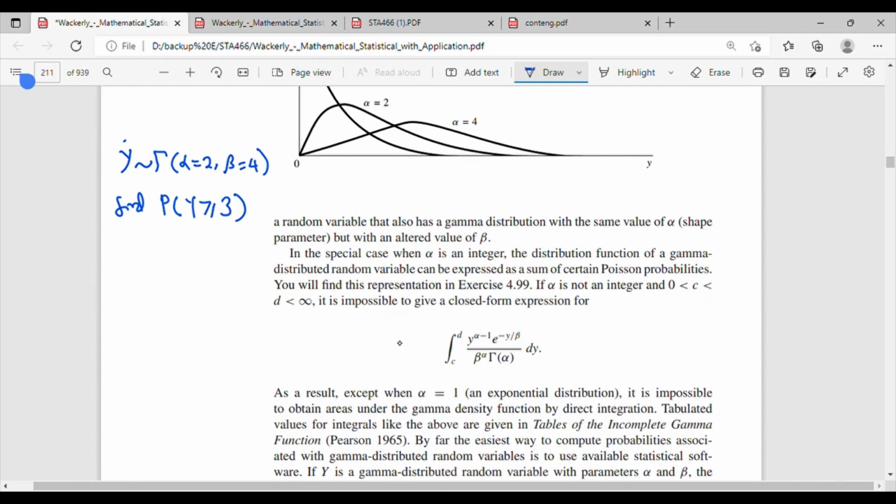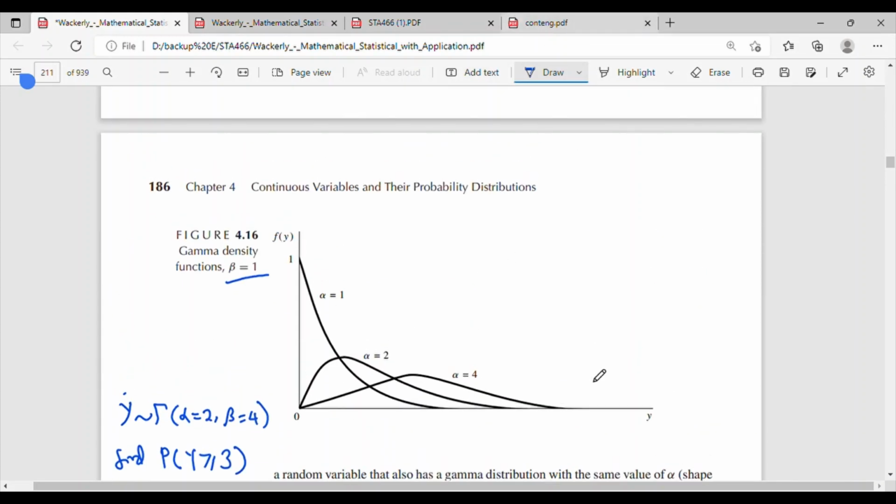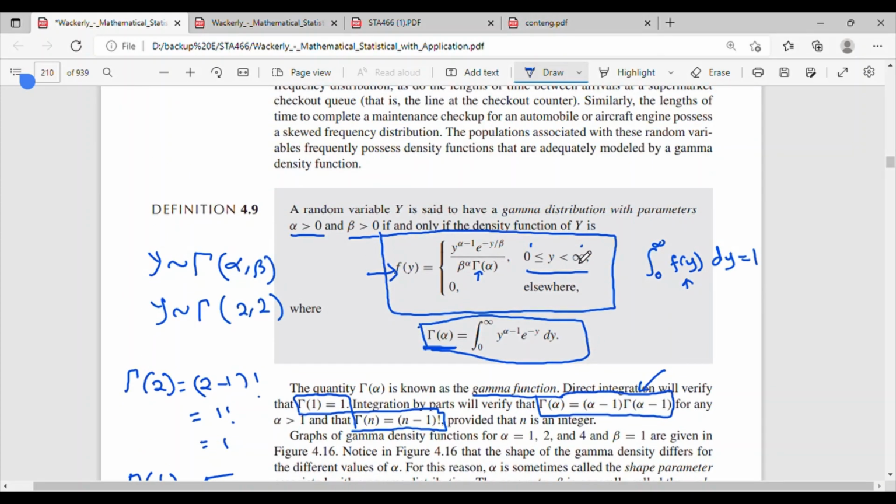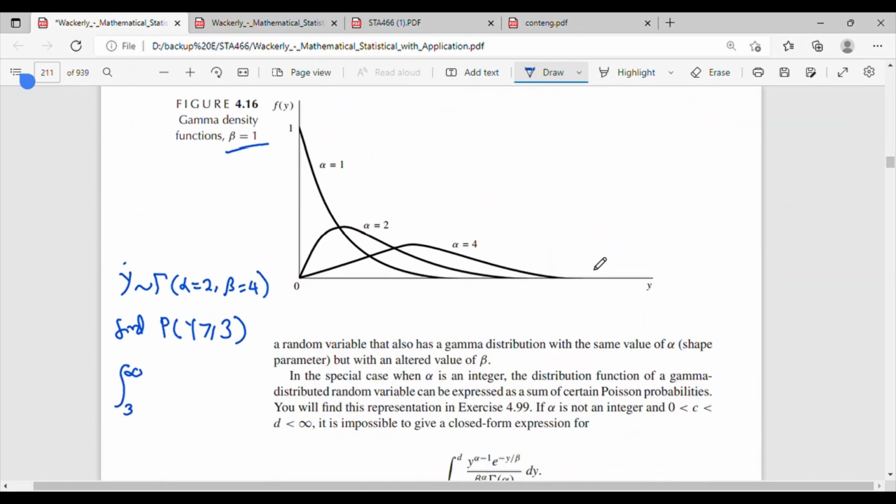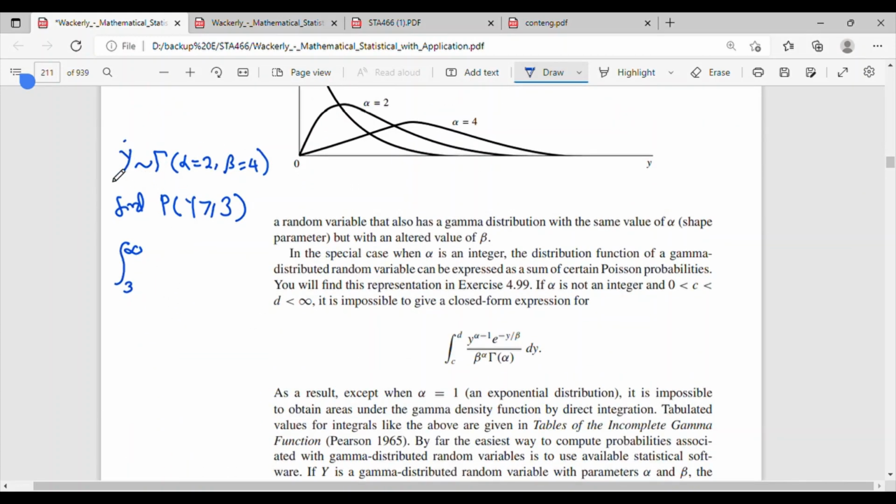So to find the probability, because gamma is a continuous distribution, we need to integrate. Integrate from where to where? To find the probability y more than or equal to 3, it means 3 and above. So we integrate from 3 until infinity. Why until infinity? Because the gamma function is defined from 0 to infinity. So we integrate from 3 to infinity because y comes from a gamma distribution. Which function do we integrate? We need the PDF for y, from the gamma distribution.